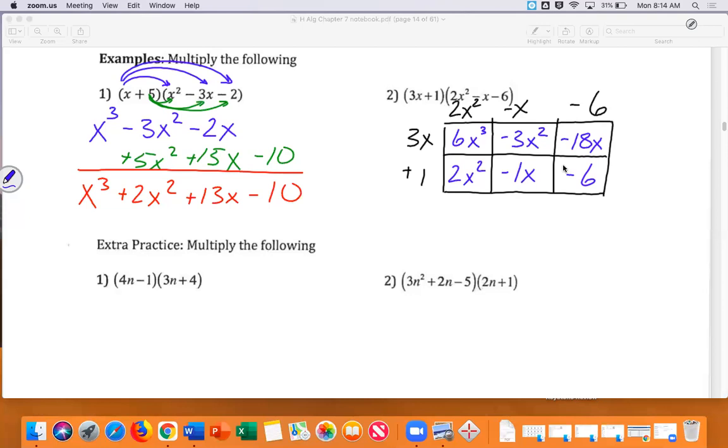Harshan, do you find a method that works well for you? Yeah. Okay. Now here, I'm going to combine. I'm going to start out with my largest exponent, that's x cubed. So I'm going to write 6x cubed. Then I'm going to combine my x squareds, negative 3x squared and 2x squared is negative 1x squared. Okay. Negative 1x, negative 18x is negative 19x. Then I have a minus 6.